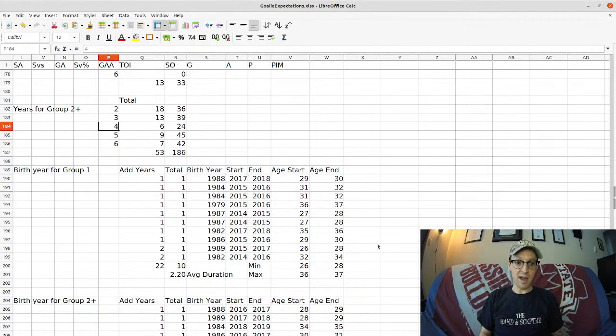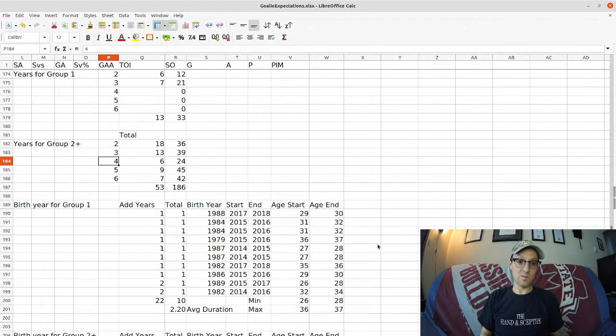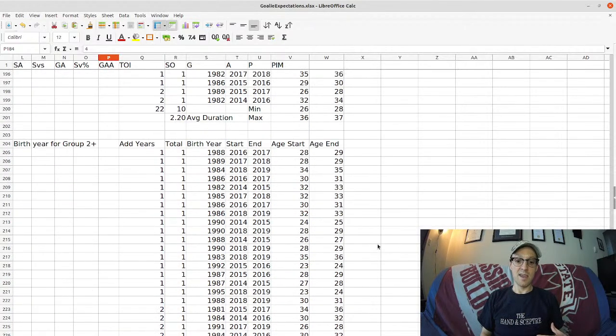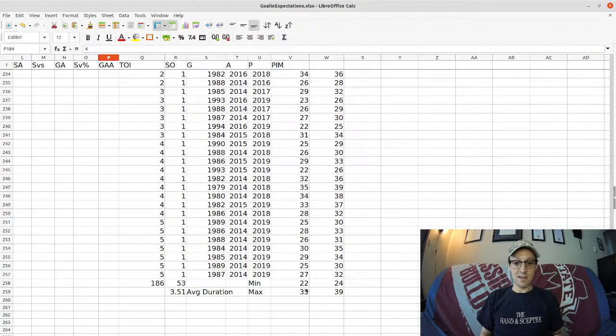So anyways, it seems like the majority of goalies should be locked up for shorter term contracts. And then in terms of when those contracts take place, they should start, again, this is a pretty broad range, start age 22 to 35 and ending between age 24 and 39.